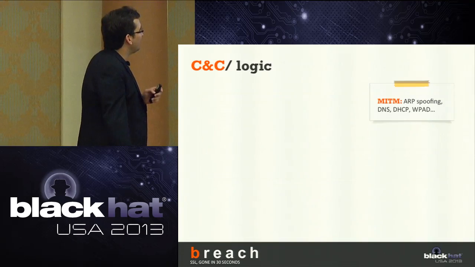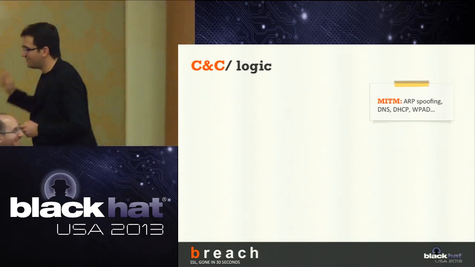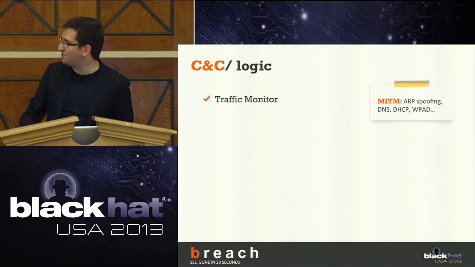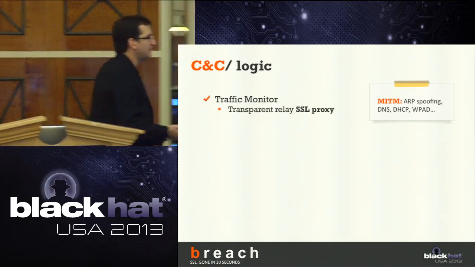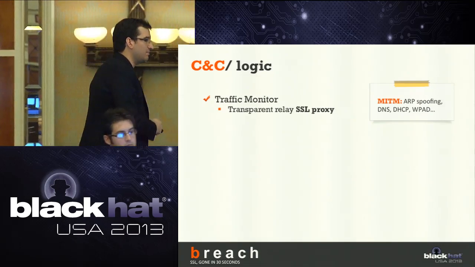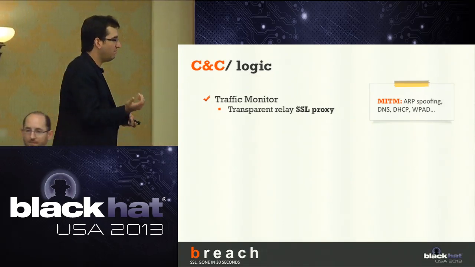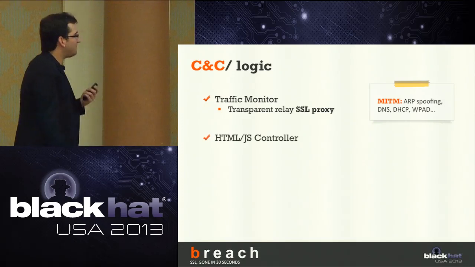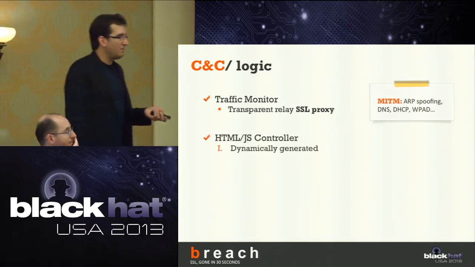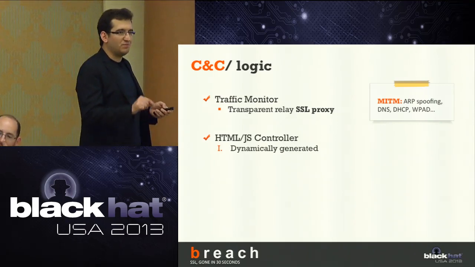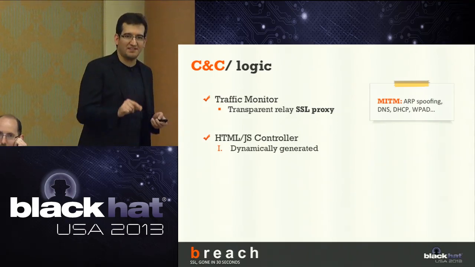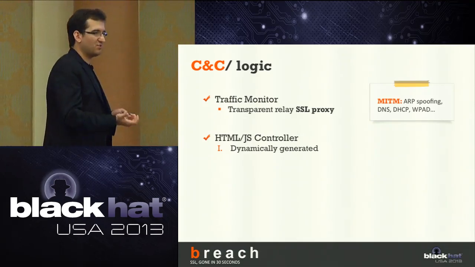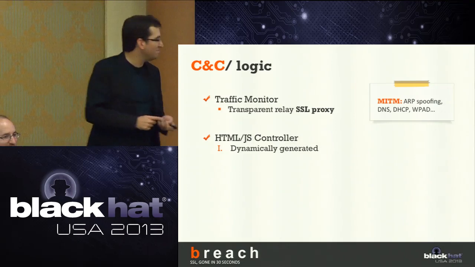All right, so CNC logic. We have the man in the middle, first of all. We monitor traffic. It's basically just a transparent SSL relay. It's not even an SSL proxy. We just pass traffic from one socket to the next one, from one pipe to the next one. And then we have an HTML and JavaScript controller. What the HTML and JavaScript controller will do is generate requests that are dynamically targeted to the independent victims, because no two victims are created equal. That's the beauty of this attack.